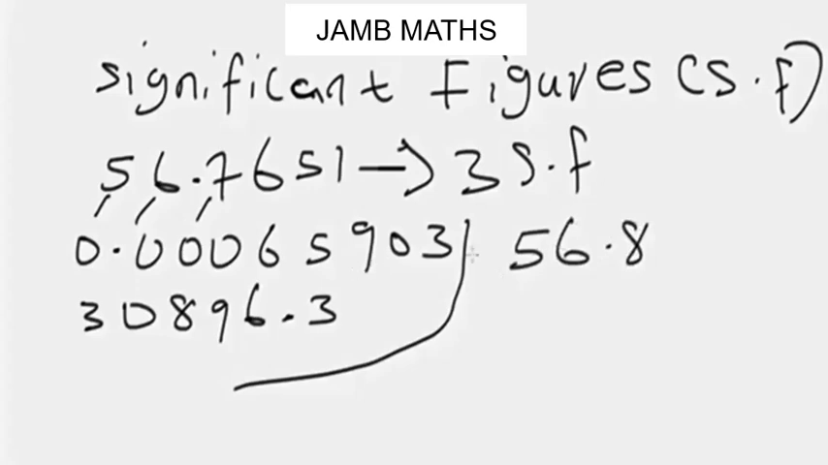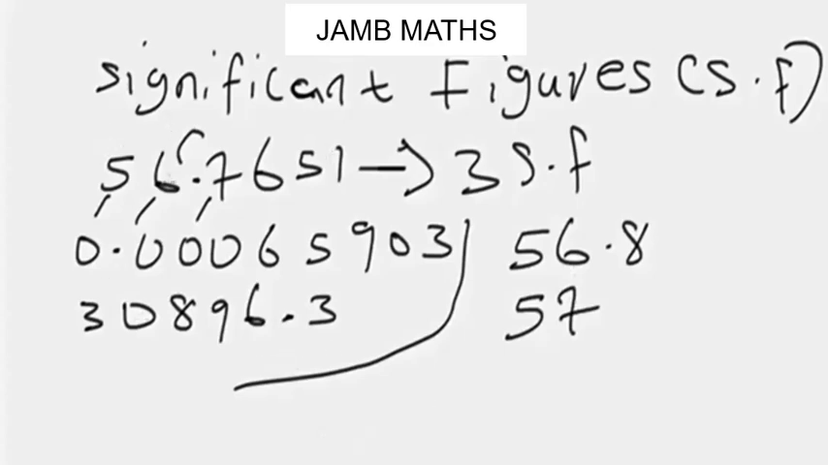Now what if we are asked to round it off to 2 significant figures? To round it off to 2 significant figures, 5 is a significant figure, 6 is also a significant figure, so we round to 2. The 7 after this 6 is up to 5, so you take it as 1 and add it here. If you do that, it's going to give us 57.